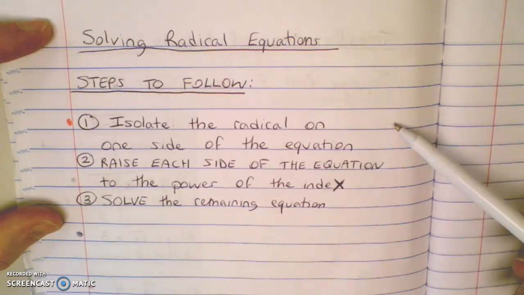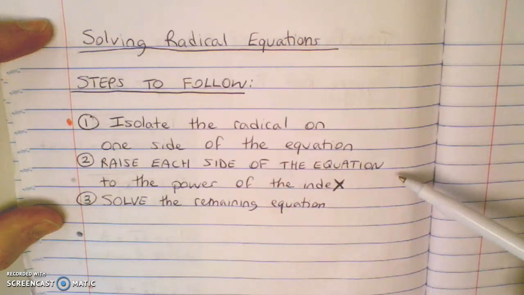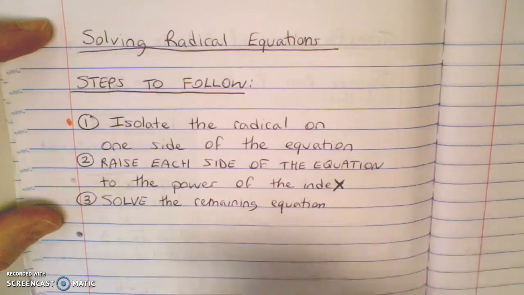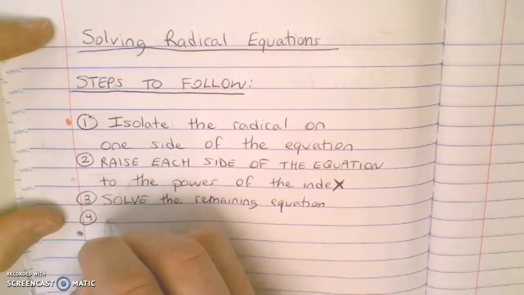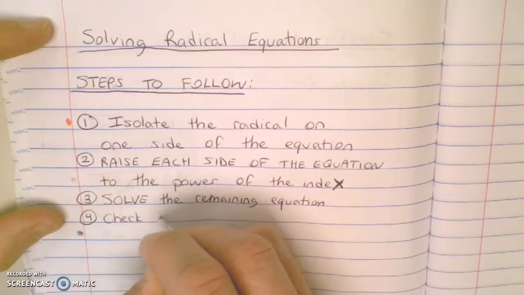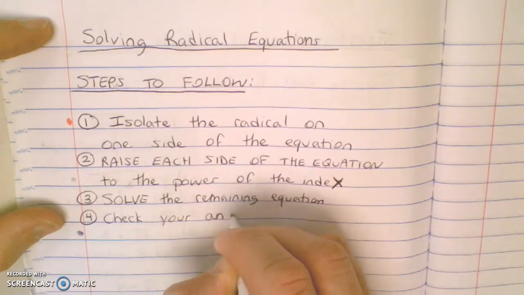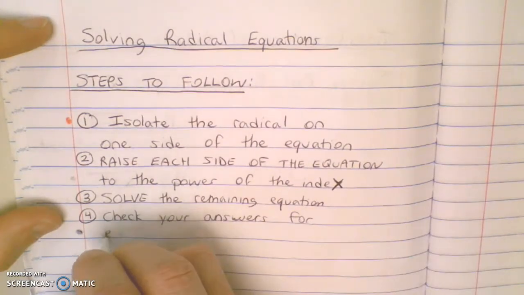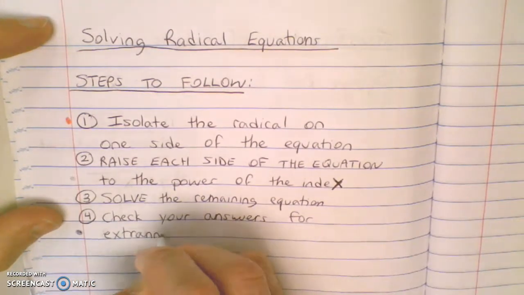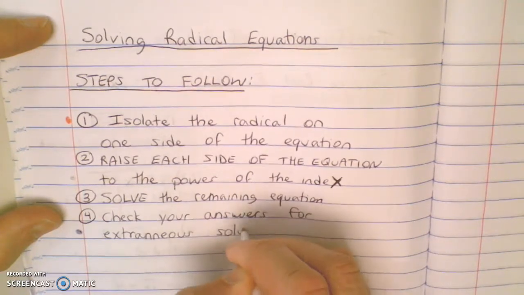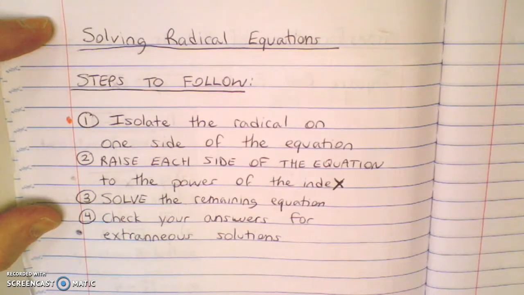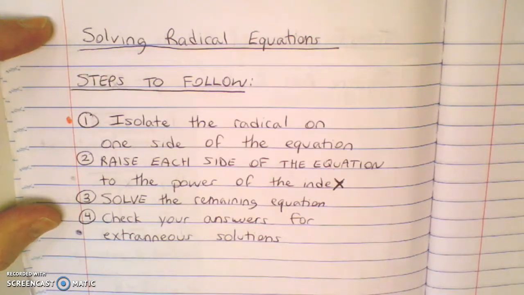So we're going to isolate the radical, raise each side of the equation to the power of the index, solve whatever's left over, and then the last step is you do have to check your answers. And what you're looking for is called extraneous solutions. Because we're dealing with radicals, sometimes the solutions you get might not actually work within the radical because you can't square root a negative number. So these are your steps that we're going to follow.